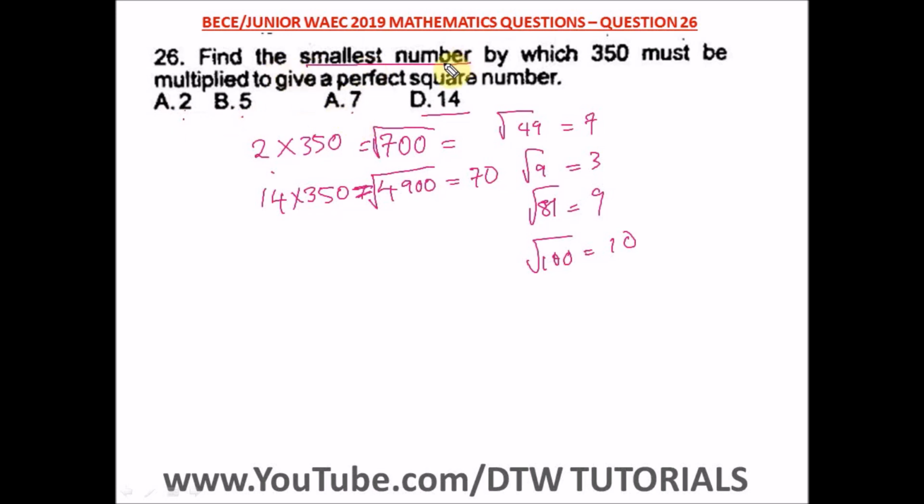It says the smallest by which 350 must be multiplied. Okay, so 14 is still small. All you need to do is get that particular number which when you multiply it gives you a perfect square. Alright, so our answer here is option D.